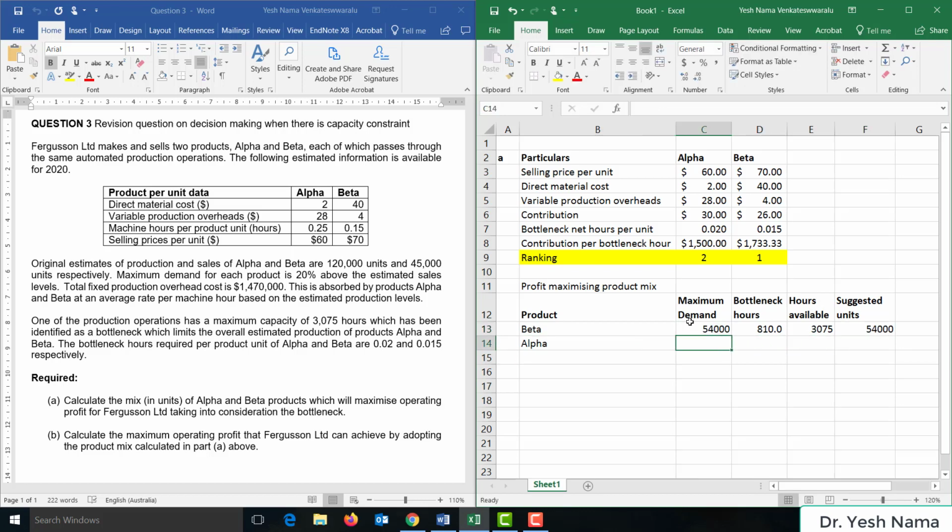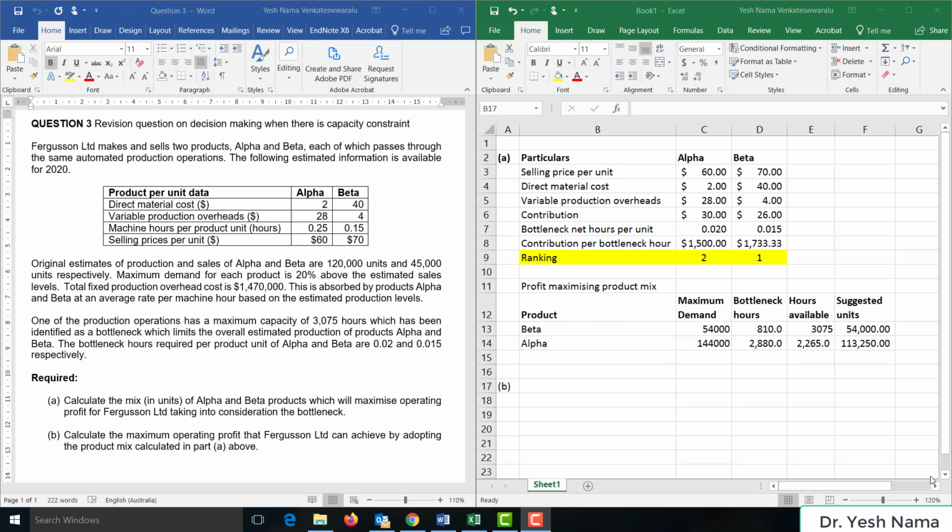Next, we move on to product alpha. The maximum demand is 120,000 units times 1.2. Bottleneck hours required is 144,000 times 0.02, 2,880. Hours available is 3075 minus 810 utilized for beta. 2265 is hours available. So at the most, we can produce 2265 upon 0.02, 113,250 units of product alpha. So in this way, we would have utilized all the 3075 bottleneck hours to achieve the maximum possible profit given the capacity constraint.